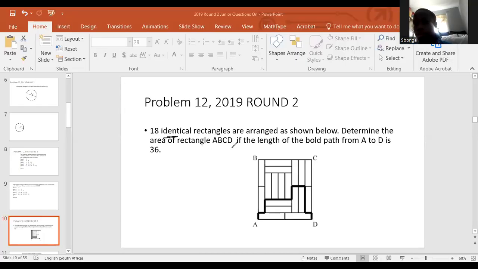Determine the area of the rectangle ABCD. So there's your rectangle ABCD. You need to find the area of the full rectangle. But what they give you is the length of the bold path. So there is a pathway here. They tell you what the length of this full path is, and that is 36. So you know the length of the full path, and the problem is to find the area of the rectangle.